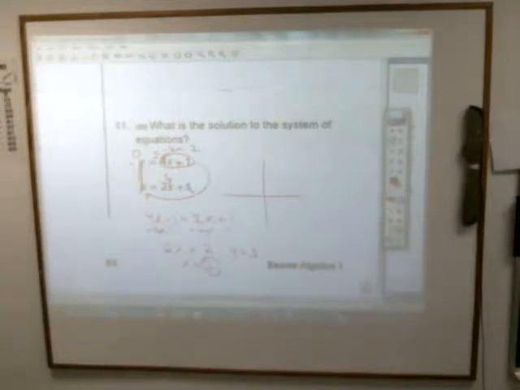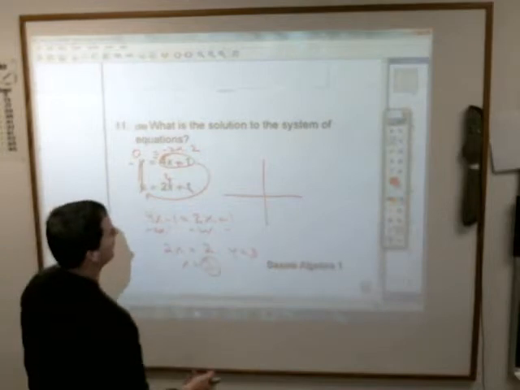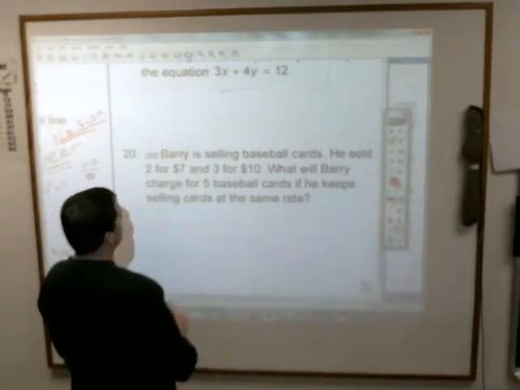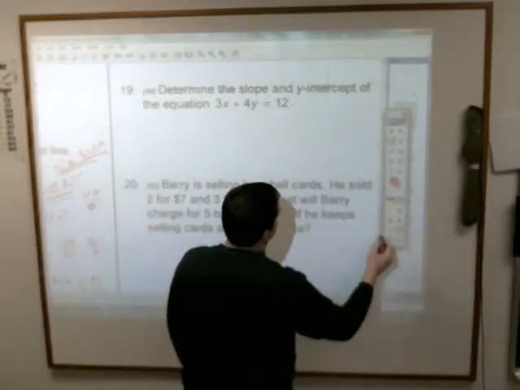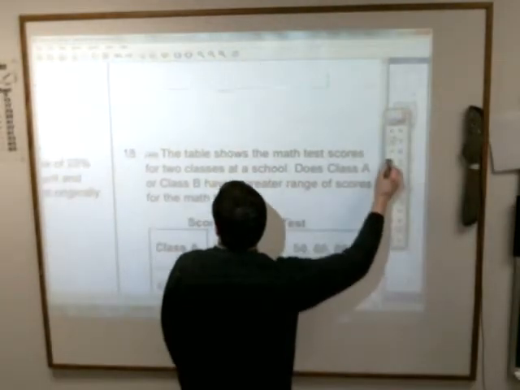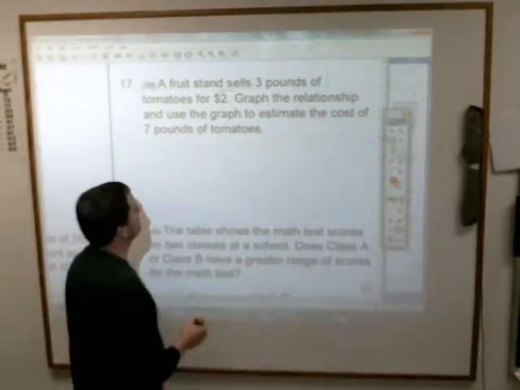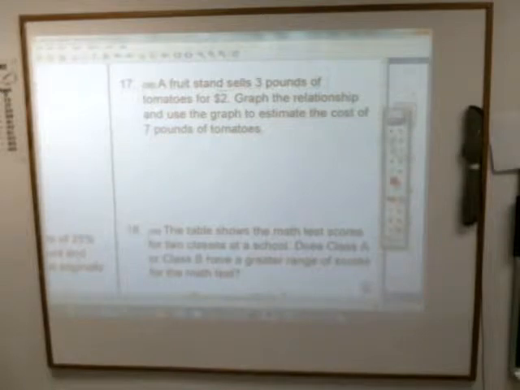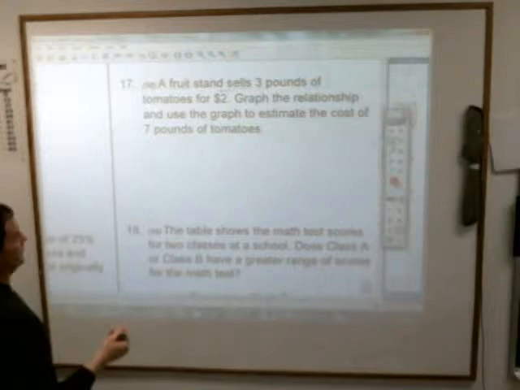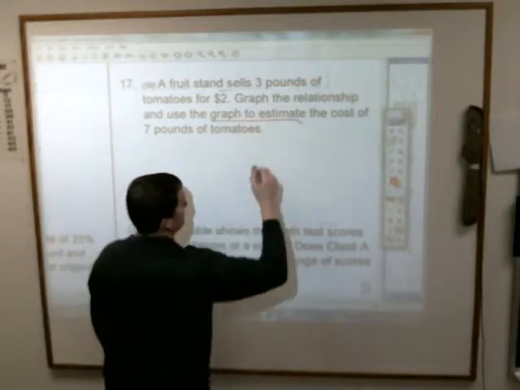Jeremy. Number 17. Lucky number 17, kids. And I would say for these, you're probably going to want some accurate graph paper to do them, because you're going to use a graph to do this.